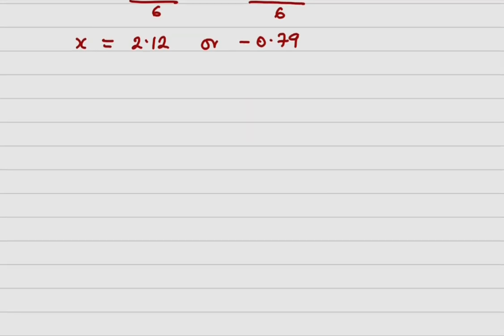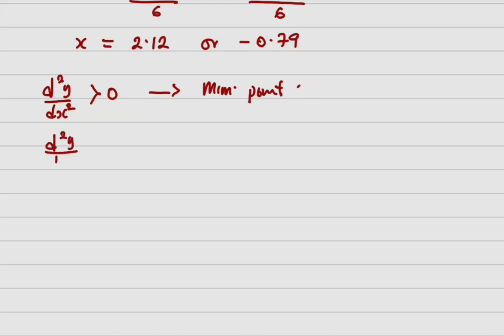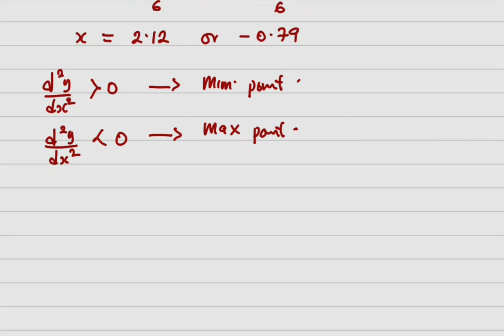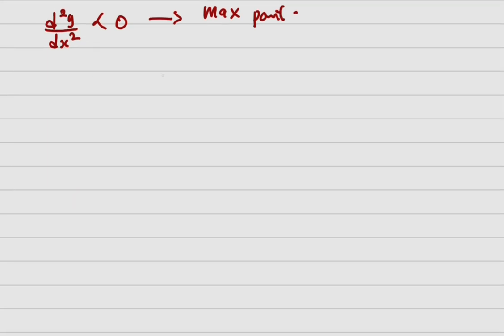Now we have a condition to find the maximum and minimum point. If d squared y by dx squared is greater than 0, we have our what? Minimum point. But if d squared y by dx squared is less than 0, then we are going to have a maximum point. All right, so let's differentiate to get d squared y by dx squared.